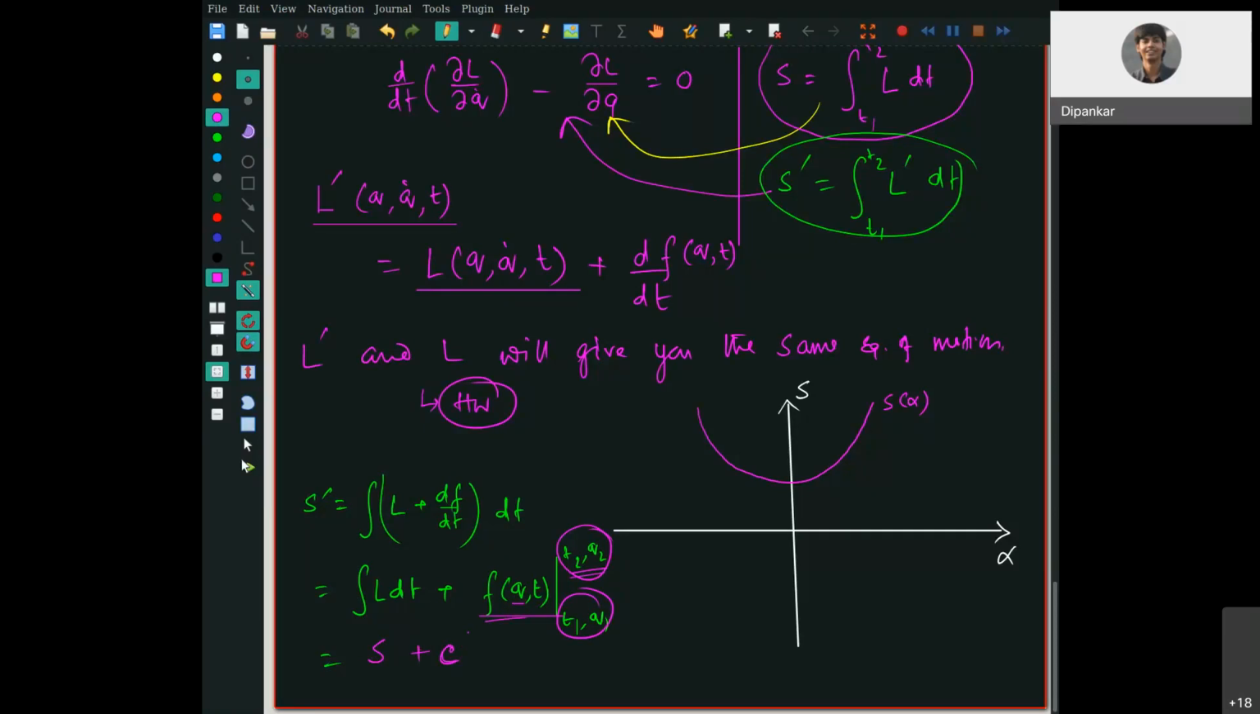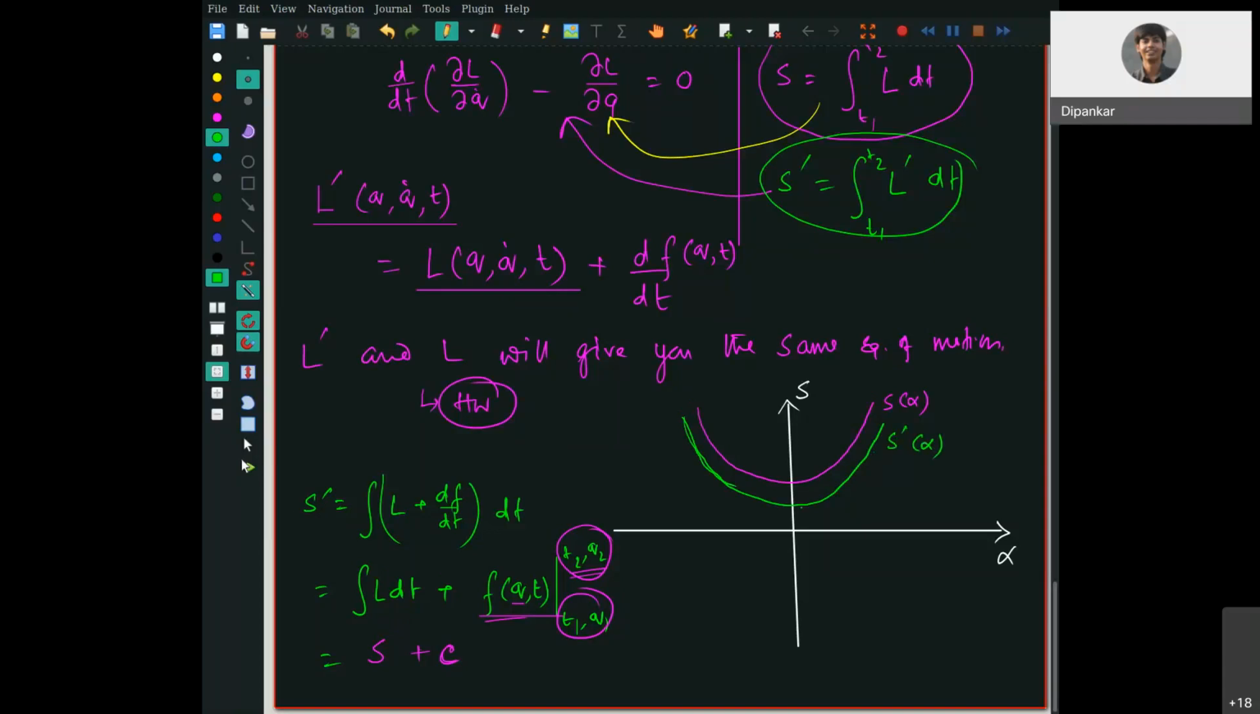Here is where you should think about it. Why have I allowed f to be a function of q and t only and not q dot? What would happen if we had allowed f to be a function of q dot? Okay. So my new action is just my old action plus some constant. So the new action is just parallelly transported from this S. Okay. So this will be my S prime alpha.